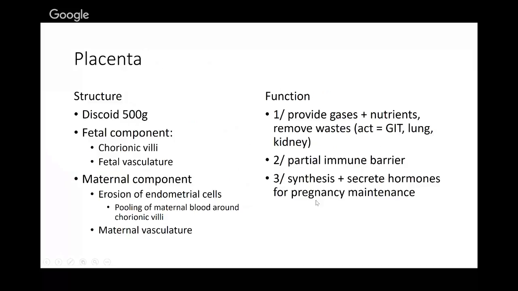Okay, so the placenta is another important one. It's a discoid-shaped structure that weighs 0.5 kilo. There is the fetal component of the placenta, which is derived from the chorionic villi. And you have a maternal component where there's an erosion from the endometrial cells. The function of the placenta is good to remember. It provides gases and nutrients, it also removes wastes, it acts as a partial immune barrier, and it synthesizes and secretes hormones for pregnancy maintenance.